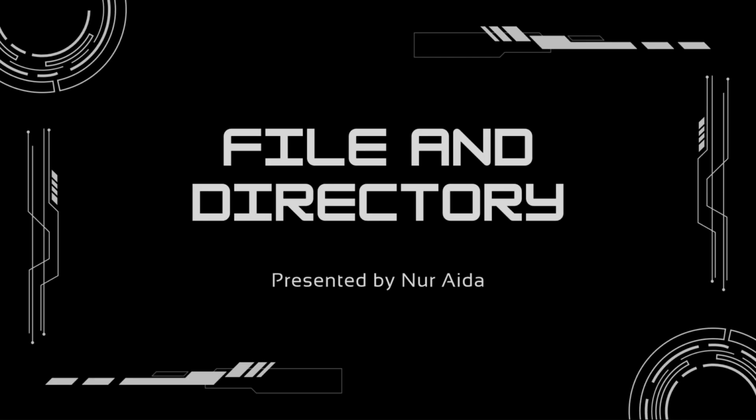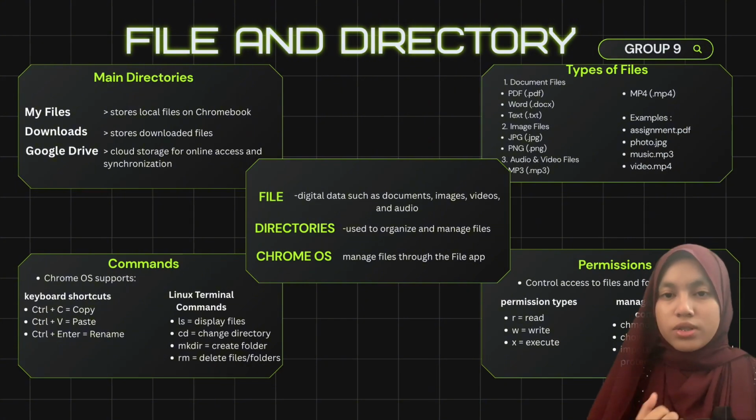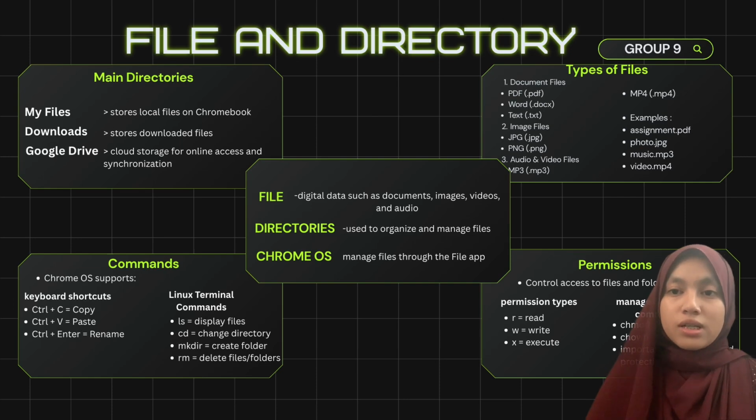Today I will explain about files and directories in Chrome OS. A file is a collection of digital data such as documents, images, videos, and audio. A directory or folder is used to organize and manage files. In Chrome OS, users can access and manage their files through the Files application.